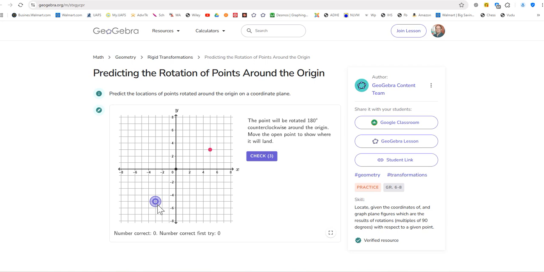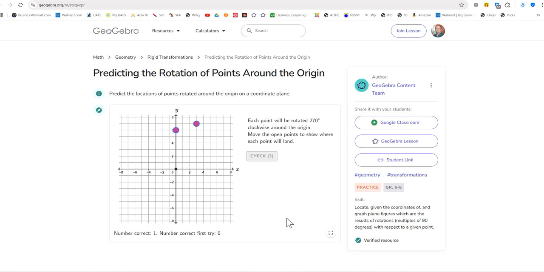Could that be it? Let's check it. Nope, too far down. Okay, so it's not 3 left and 5 down. Where did it end up? 5 right and 3 up. Let's see. 5 left and 3 down. Is that it? Yeah, there it is. So maybe you can see a relationship among the numbers here. Let's try another one.